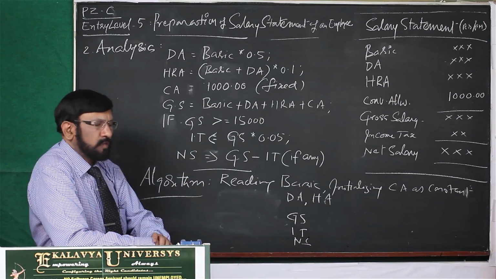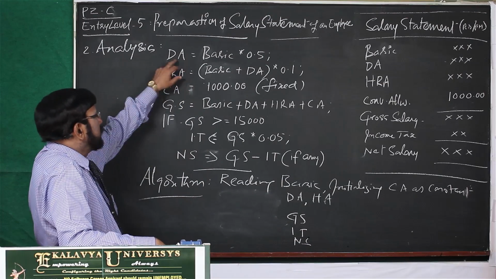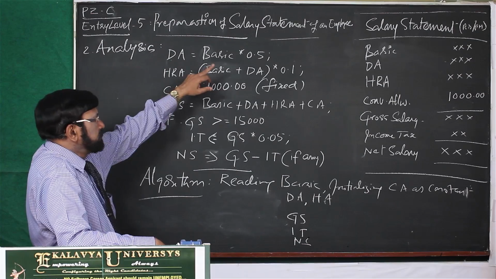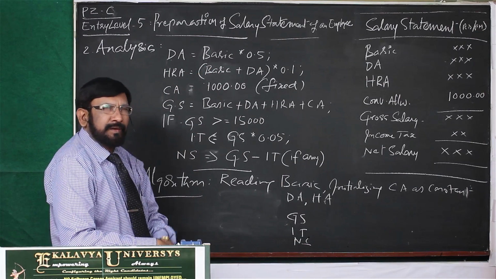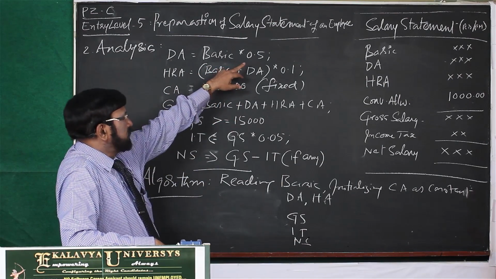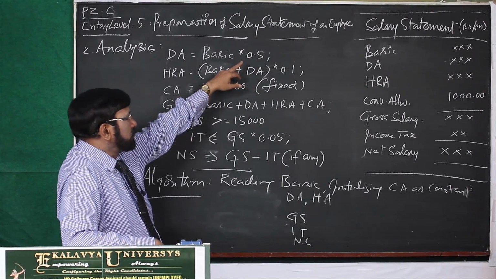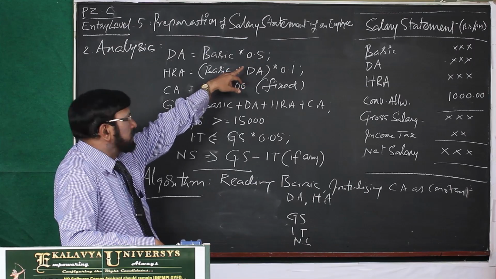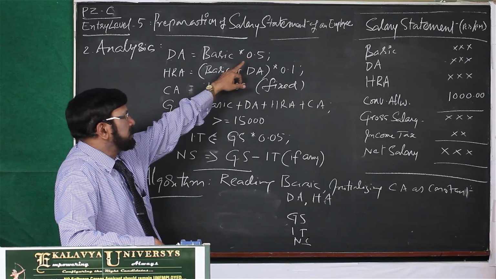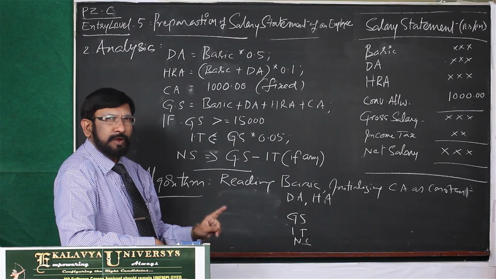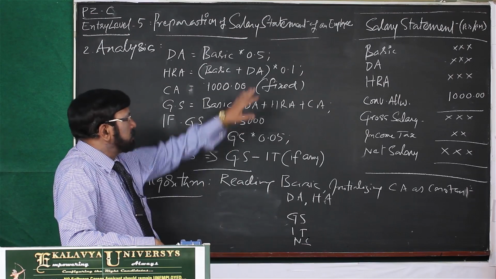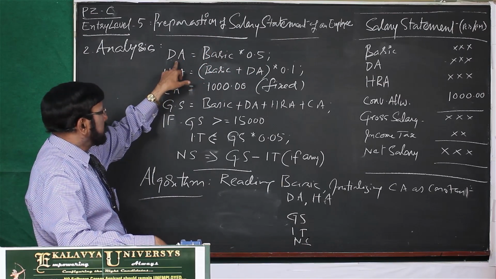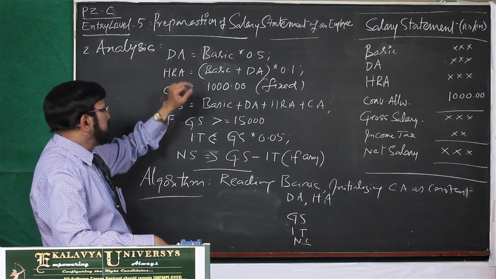Here few calculations are there. First one is DA. DA is 50% of the basic. Here generally non-mathematical students are confused. We cannot write 50% here. 50 by 100 we can write. Instead of that we can write 0.5. Don't confuse, 0.5 is nothing but 50%. By that we are able to calculate DA.